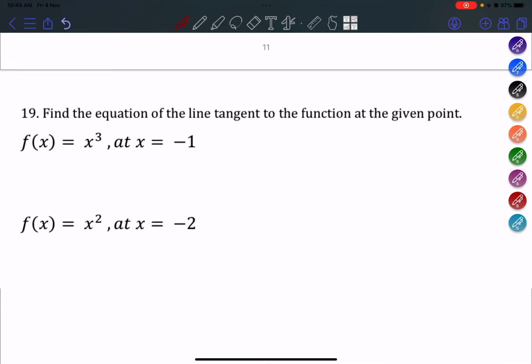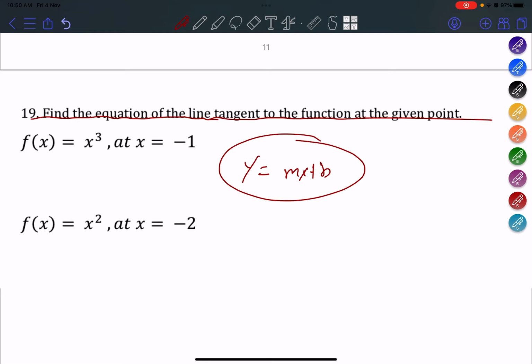Question 19. Find the equation of the line tangent to the function at the given point. Basically, what they want us to find is y equals mx plus b. Okay, they want us to find the equation of the tangent line. Now, how would we find this?